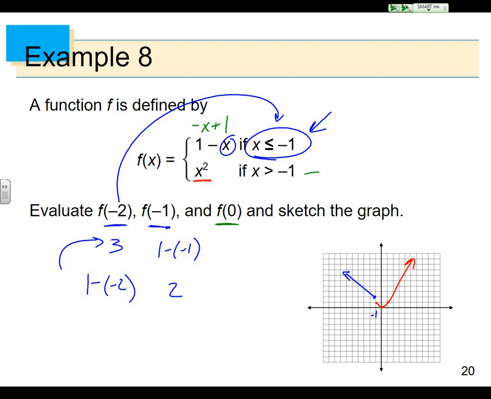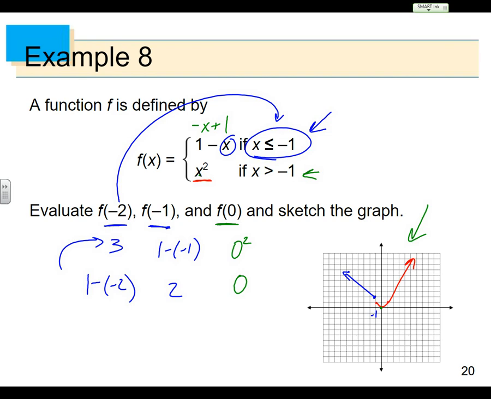F of 0. 0 is bigger than negative 1. If I look at my graph right here, f of 0 actually came out to be 0. Let's plug in 0 in for this x, see if we get the same thing. And we do. So again, a very well-drawn graph will help you get those function values. If you don't feel like you drew your graph very well, you can go back and plug it into your equation up here at the top.